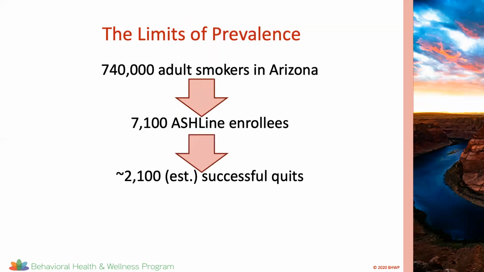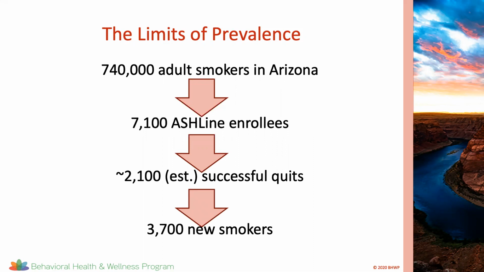And if we figure an upper end success rate of about 30%, then of those 7,100 Quitline users, about 2,100 will have probably quit. There are roughly 44,000 17-year-olds in Arizona right now that will turn into 18-year-olds next year, about 8.5% of which will be smokers. That's 3,700 new smokers.